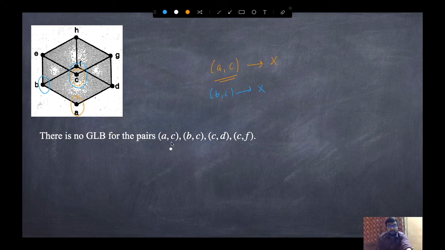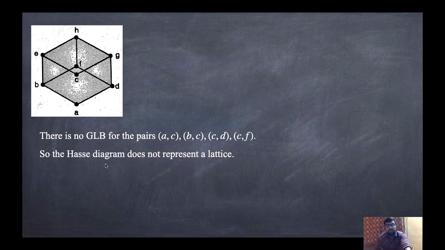And in the same manner, C and D. They are not connected as well. So C and D won't have the greatest lower bound. And in the same manner, C and F are also not connected. So C and F do not have the lower bound. So hence it does not represent a lattice. So hence it is not a Boolean algebra. Thank you.